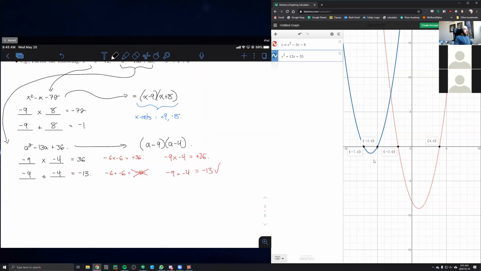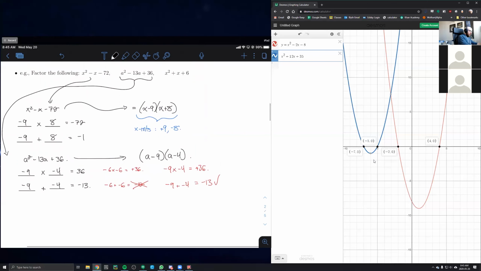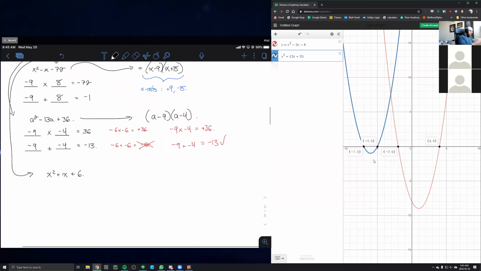Okay. And then one more quick example here. Let's try this one. x squared plus x plus 6. So in this case, we have to multiply to get 6, and we have to add to get 1.